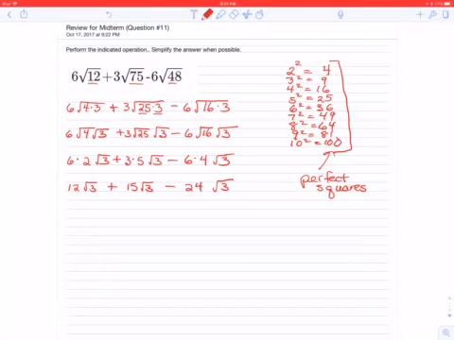So I'll keep my square root of 3, since the radicand is the same in each case. And I'll add and subtract the number factors. So 12 plus 15 minus 24. So 12 plus 15, that's 27. Minus 24, that's 3, square root of 3.